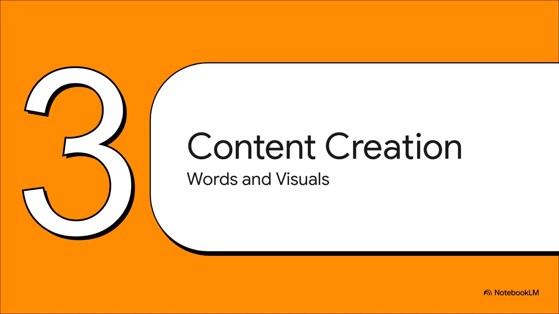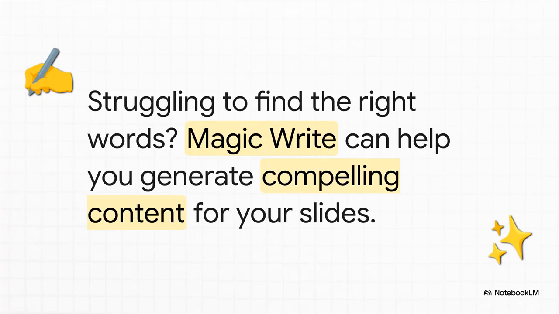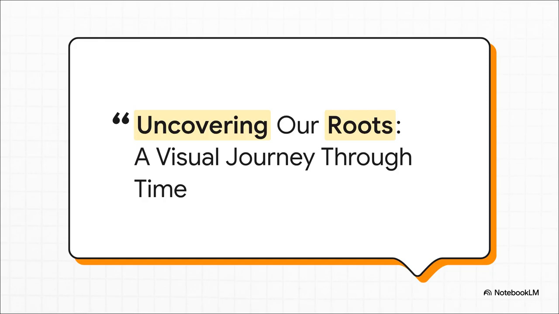Okay, so a beautiful design is an awesome start, but what about the actual content? You know, the words and the visuals. This is where the AI copilot really starts to blow your mind. If you're struggling to find the right words, Magic Write is your new best friend. It's an AI writing assistant that can generate everything from catchy headlines and sharp bullet points to entire paragraphs, all from one simple prompt.